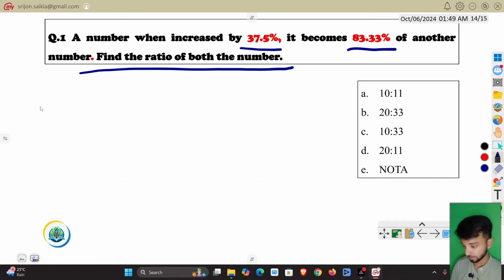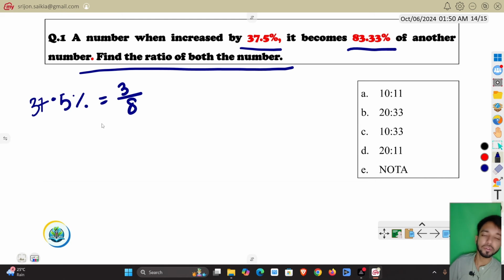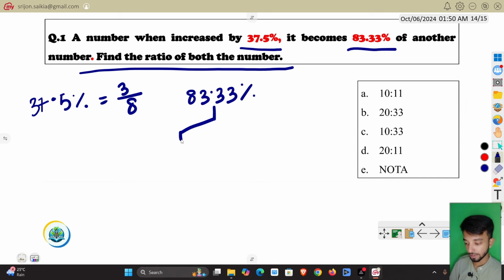So we know the value of 37.5%. Very simple, that's 3 by 8. We know 37.5% is 3 by 8. Similarly, now we have to find the value of 83.33%. How will we find the value? Very simple.